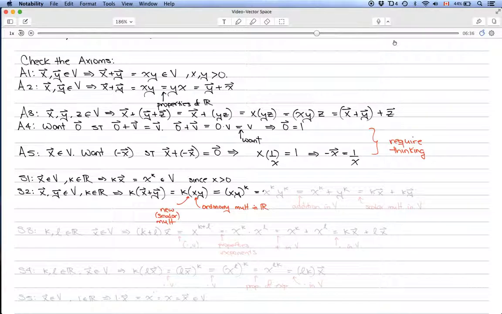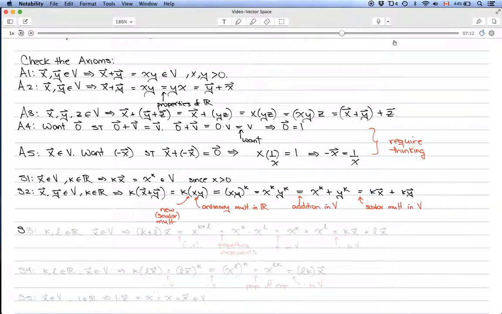So using properties of exponents, this is x to the k, y to the k, which we break up with our addition in our space as x to the k plus y to the k. So this follows by addition in V. And then using our scalar multiplication in V, this is the same thing as k times x plus k times y. So again, this is by the scalar multiplication in V.